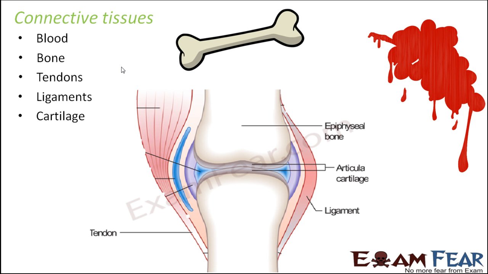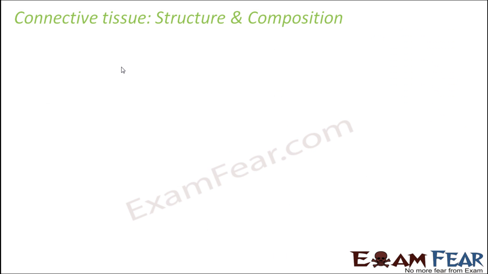Cartilage. So these are some of the examples of connective tissues. Now, we'll see the structure of connective tissue and all those things. After that, we'll talk about types of connective tissue. All these examples of connective tissue will fall somewhere in those types, and then we'll discuss them in detail. So let us talk about the structure and composition of connective tissue.